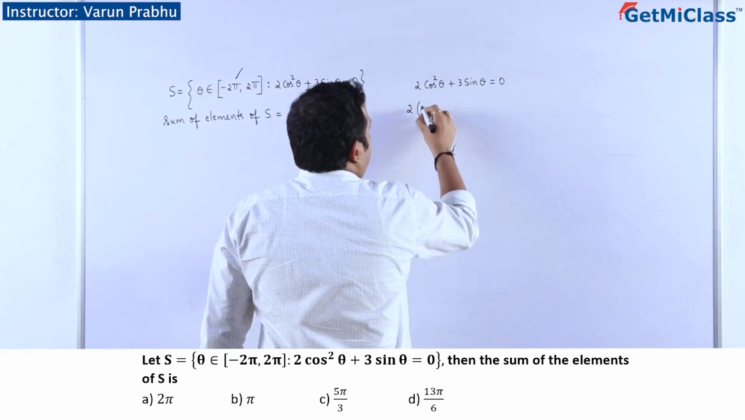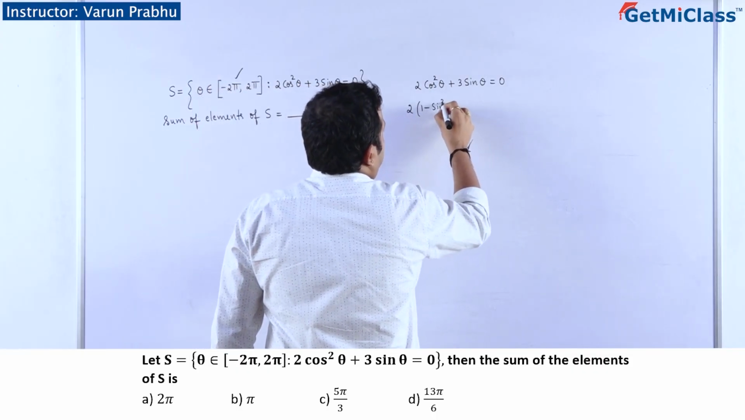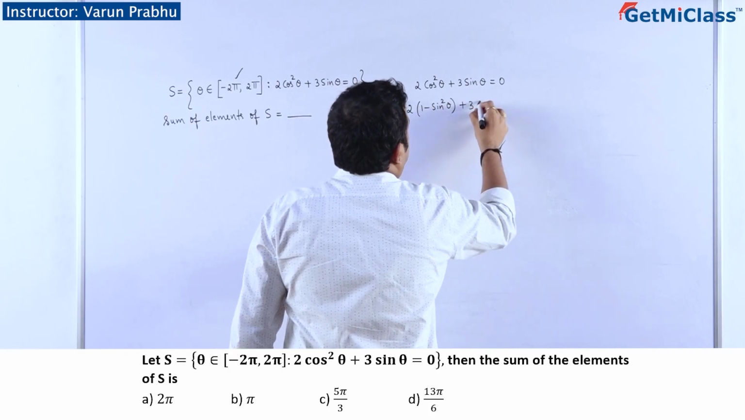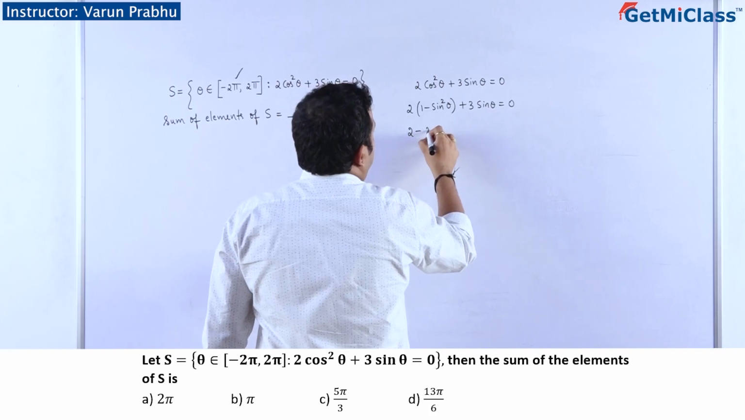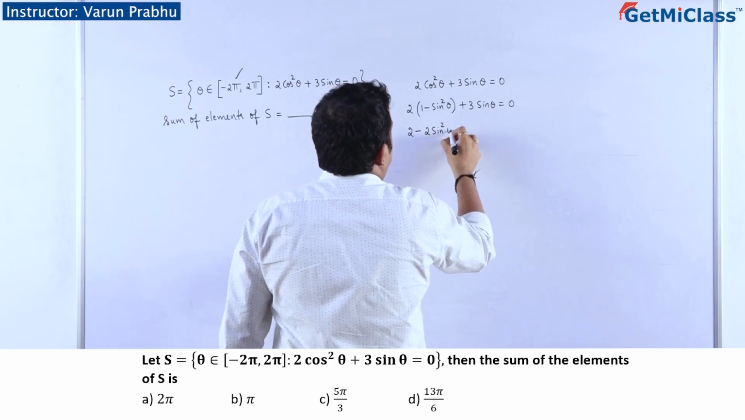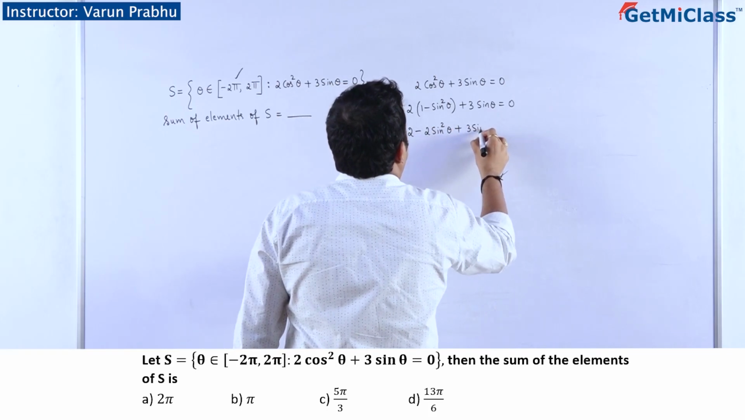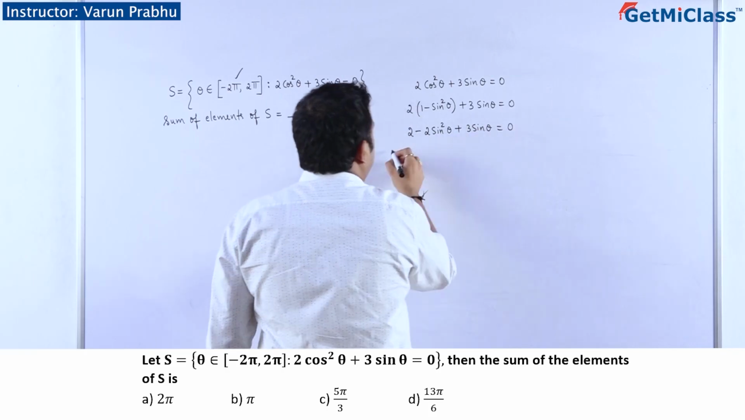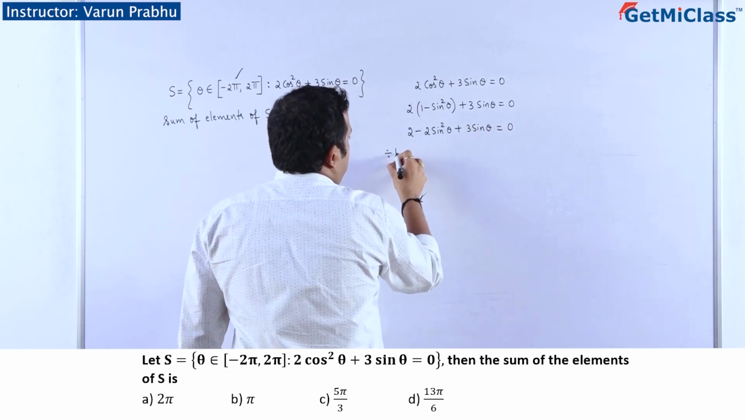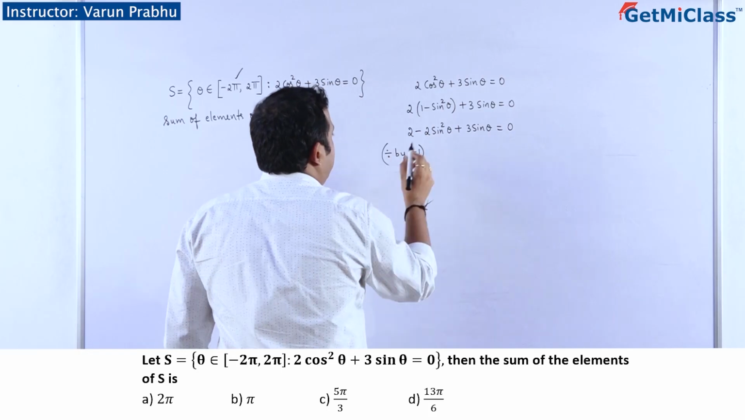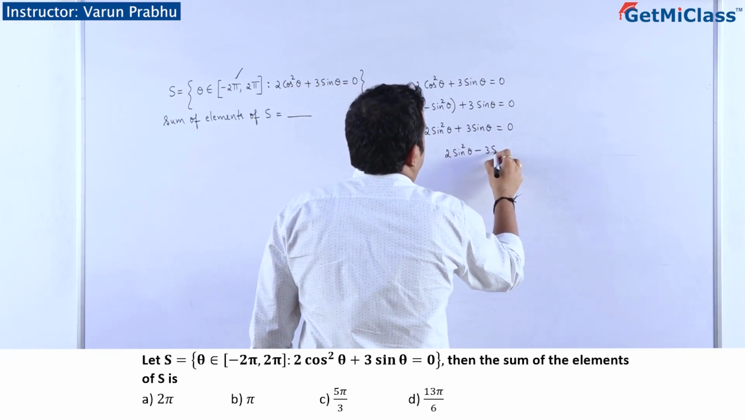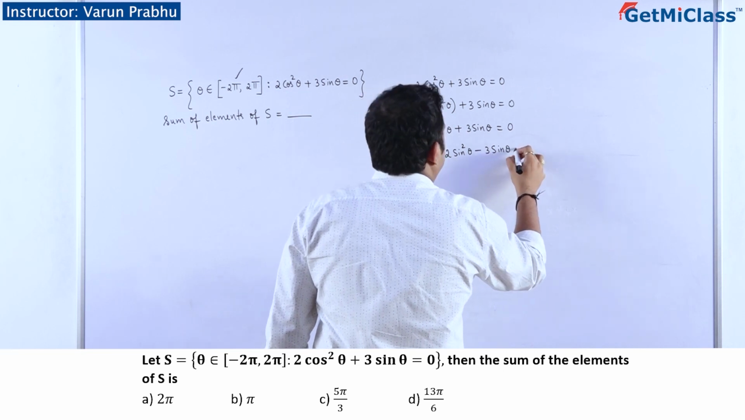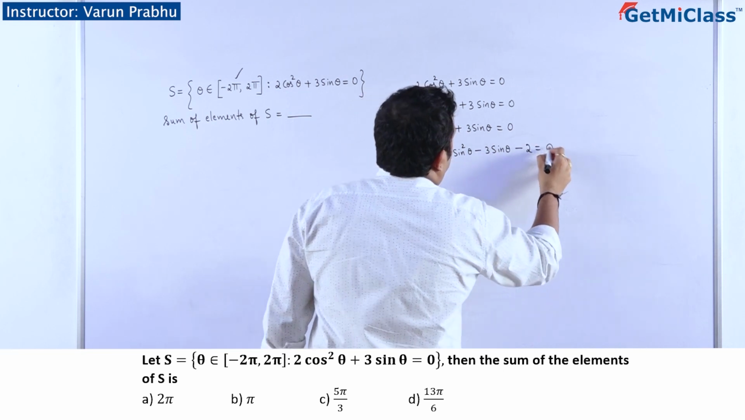So we can say cos squared theta can be written as 1 minus sin squared theta, plus 3 sin theta, that is equal to 0. So I can say 2 minus 2 sin squared theta plus 3 sin theta is equal to 0. What we'll do, we'll divide by minus 1. When we divide by minus 1, what do we get? We'll get 2 sin squared theta minus 3 sin theta minus 2 equal to 0.